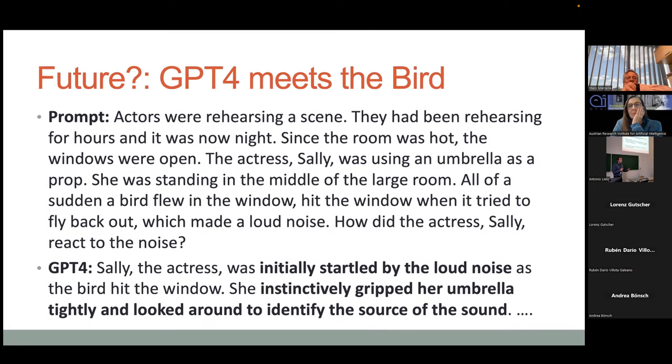Okay, so I think I've run over. Can I briefly say something about GPT-4? You haven't run over. Just go on. Oh, go on. Okay.